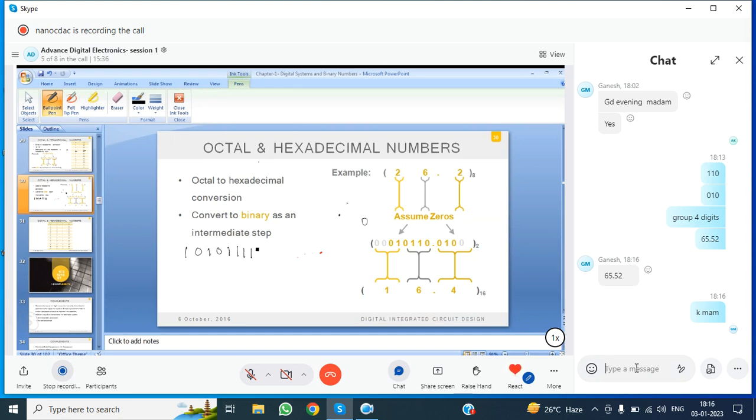Now 1 0 1 0 1 1 1 1 0 1 point 0 1 1 1. Okay, this is binary. Quickly convert into octal. Ganesh and Prashant, you just be silent. Others who are there in this meeting, I want Ashok and Narayana, I want answers from you. Quickly convert and tell me.